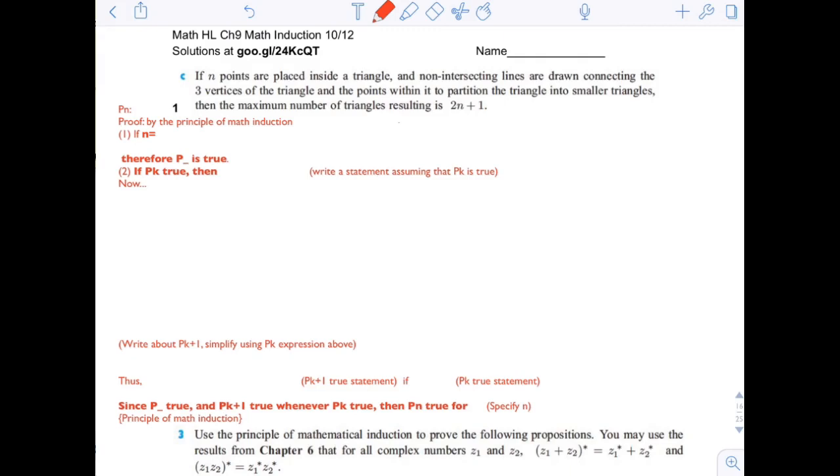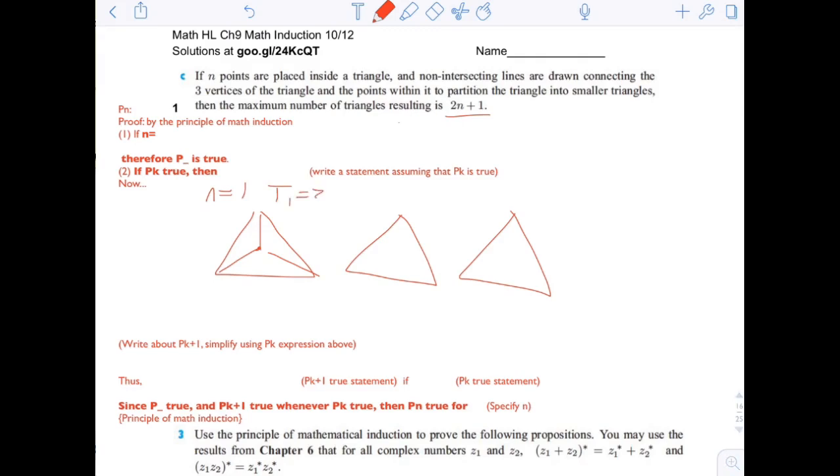So if you remember, on page 2 of the packet, we did the first few cases of this in order to create this proposition. If you have one point in the triangle and you connect that point to the vertices, you create three triangles, right? So when n equals 1, you create three triangles. If you have 2 points within the triangle, then you create more triangles. How many? It would be 1, 2, 3, 4, 5 triangles. So T2 is equal to 5 triangles.